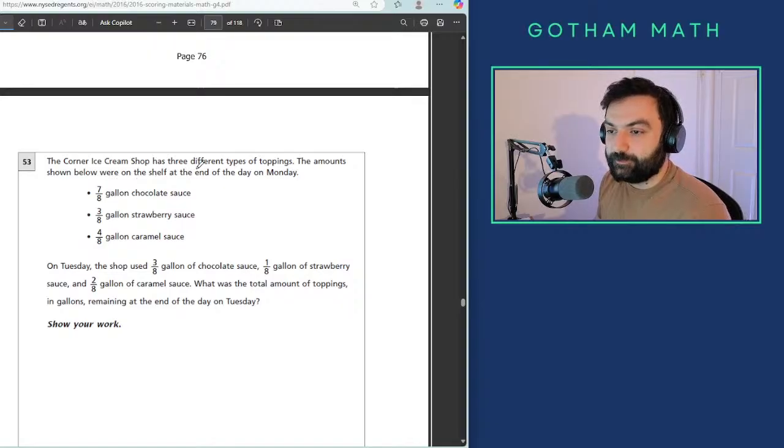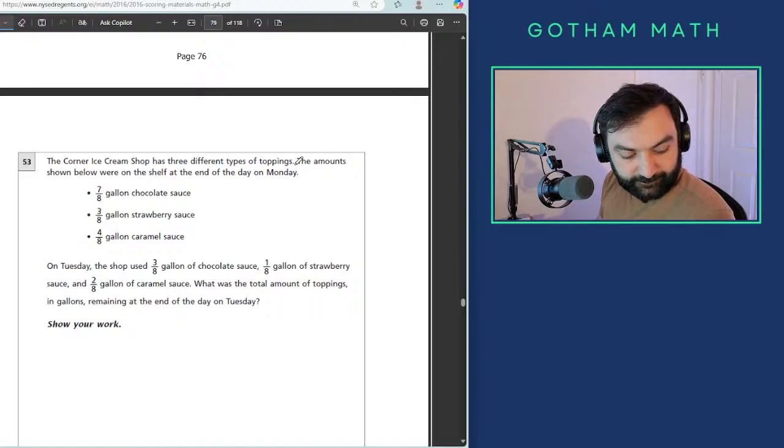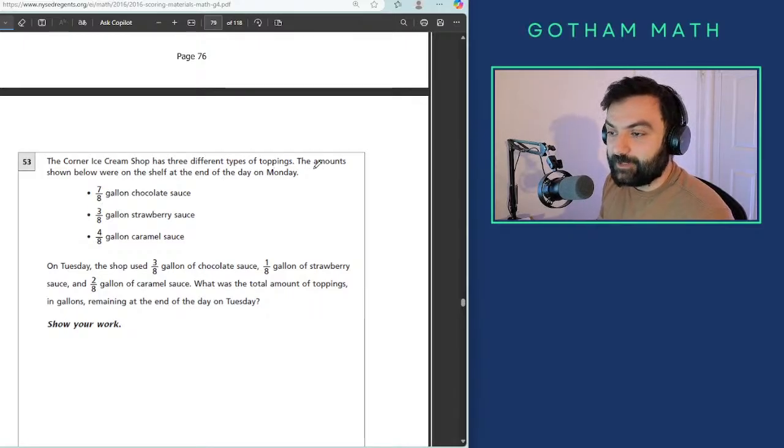The corner ice cream shop has 3 different types of toppings. The amounts shown below were on the shelf at the end of the day on Monday. Chocolate sauce, marshmallow, strawberry sauce, caramel sauce. What is the total amount of toppings? Okay, so look. Let's do the math.